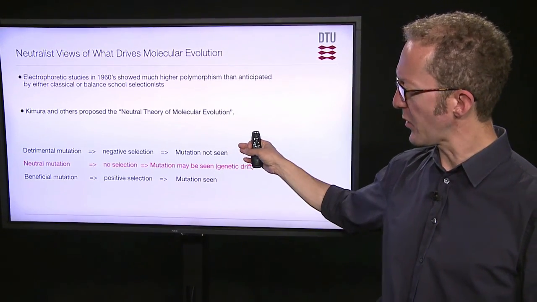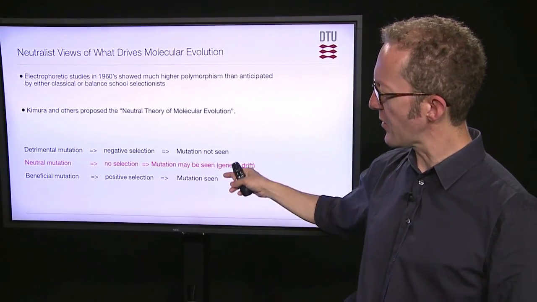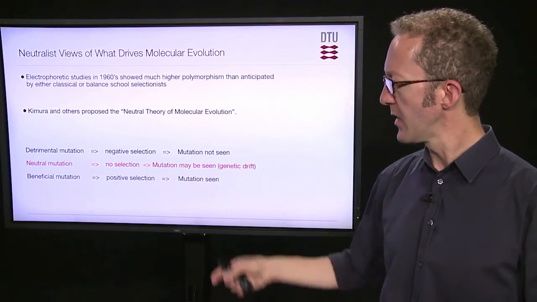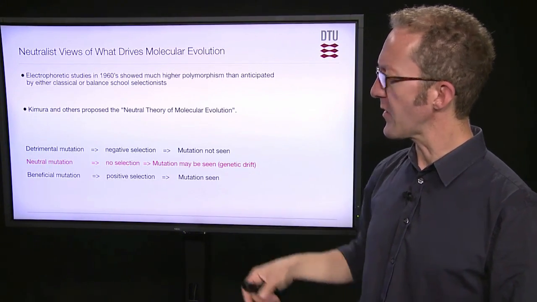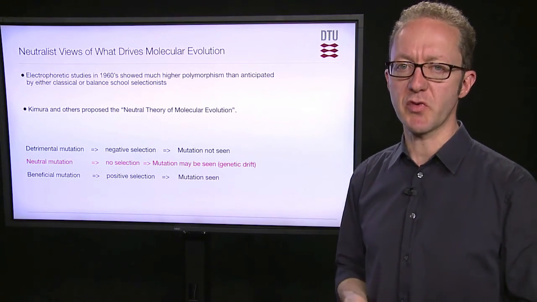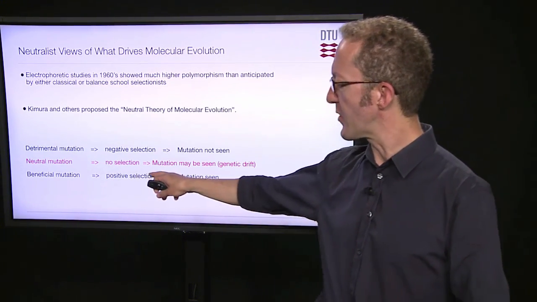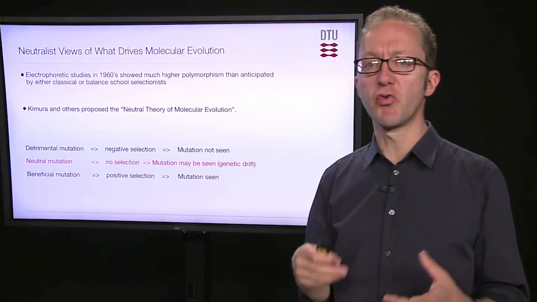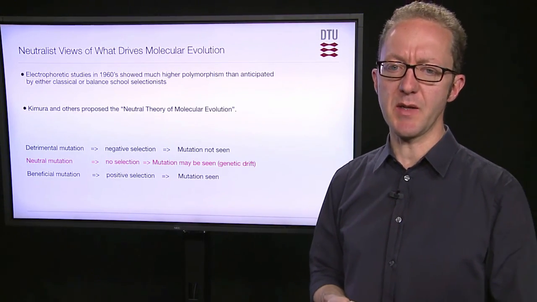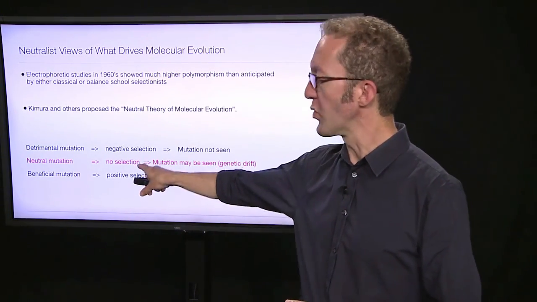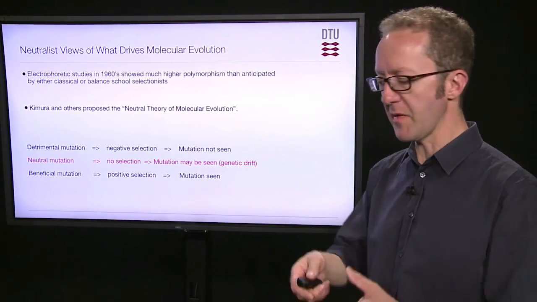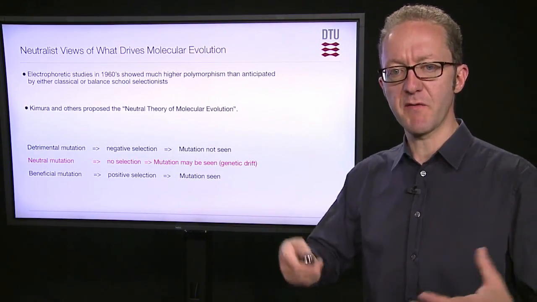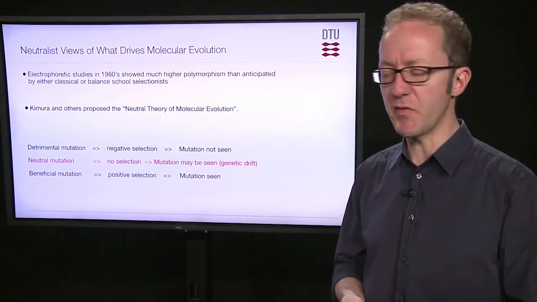The main idea in this was that in addition to the two classes of mutations we mentioned earlier, detrimental and beneficial mutations, there was a third class that was termed neutral mutations. Neutral mutations are mutations that essentially cause no fitness difference in an animal, meaning that there's no selection, positive or negative, for that particular allele. It simply doesn't make a difference in the function of a protein or in the fitness of the organism.